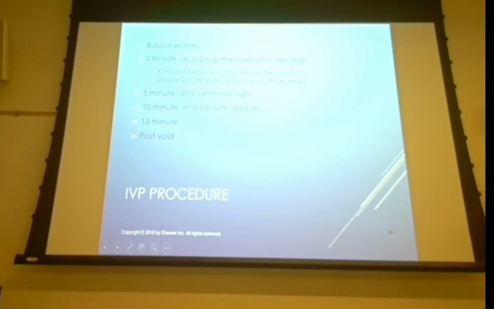Okay? So 0 minute, 5 minute, 10 minute, maybe 10 minutes with obliques, maybe a 15 minute, maybe the obliques at 15 minutes, and then your post-void is going to be a full KUB. If, though, you've got a situation where there's an obvious obstruction, these may drag out a little bit longer. They may want you to shoot before you get the patient up for a post-void, they may have you shoot multiple other images just to see if it's going to move. Okay? So that's your basic IVP.